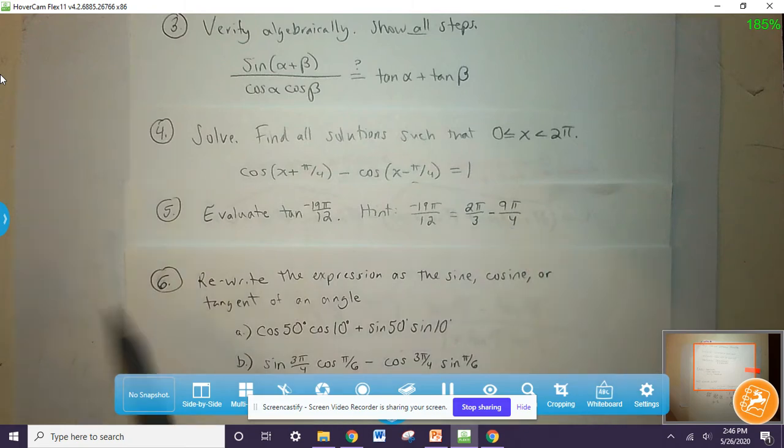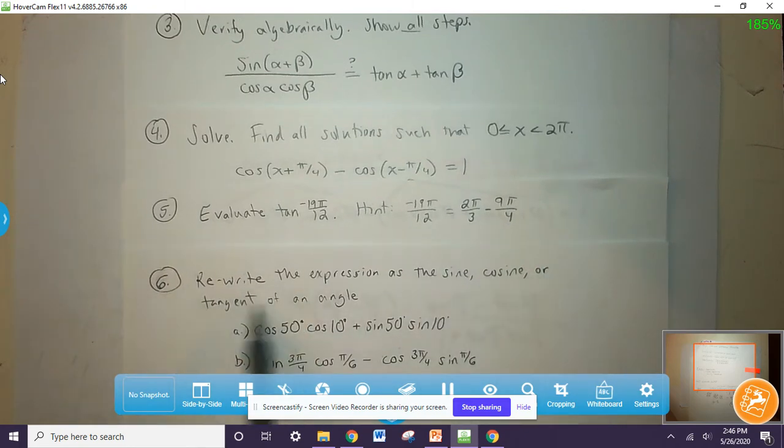And then this is a new kind of problem. This says rewrite the expression as sine, cosine, or tangent of an angle. And here's problem A and then a separate problem. And I'm going to give you a hint on this. The hint is this is a one-step problem. So if you are doing more than one step of work, it's too much.